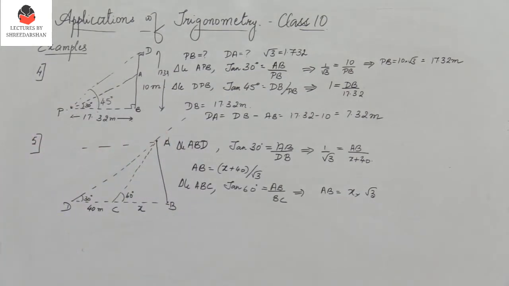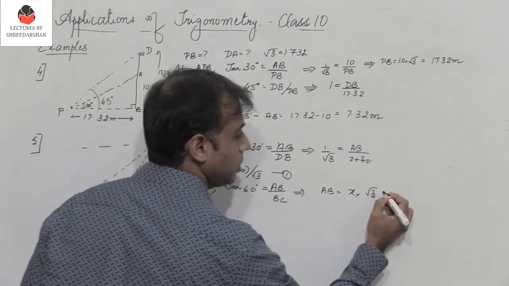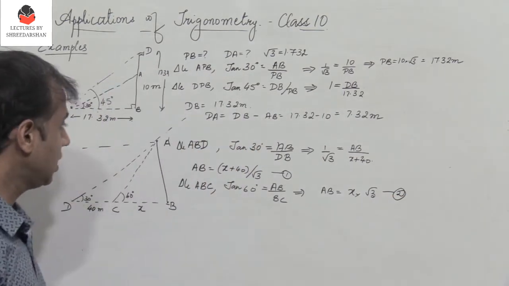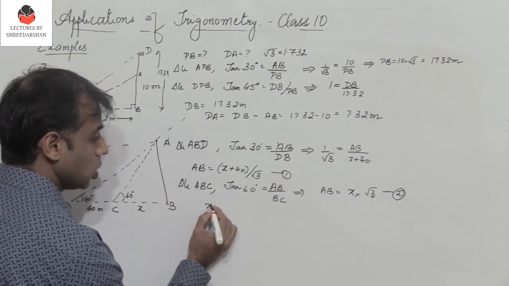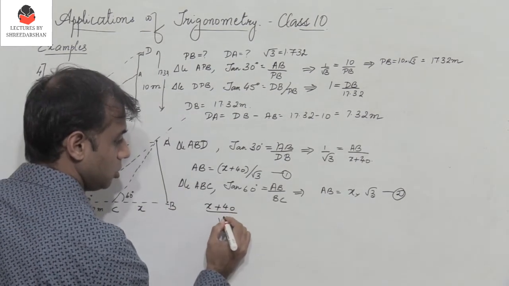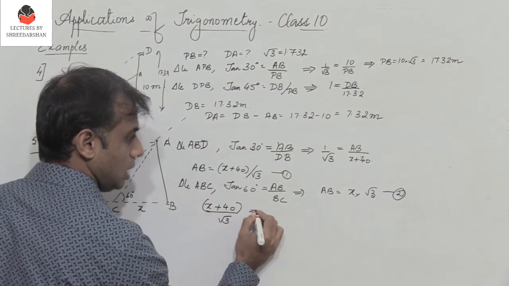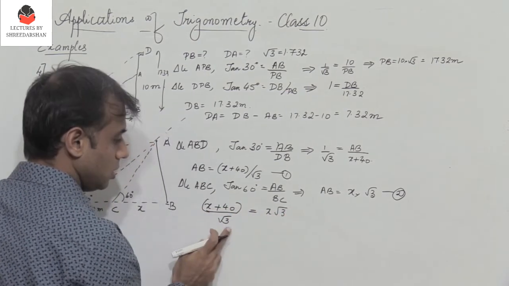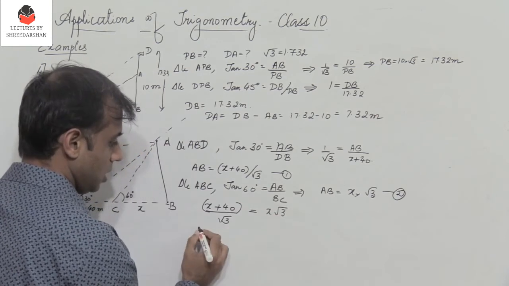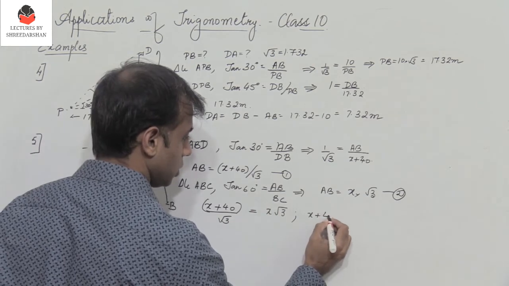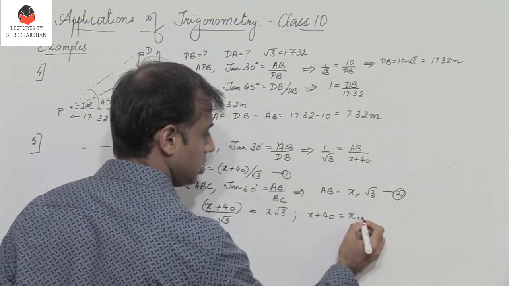So now we know that AB is x into root 3, and we also know that AB is x plus 40 divided by root 3, right? So let me call this equation 1 and let me call this equation 2. So since I have AB in the LHS of both the equations, I can equate the RHS. So I have x plus 40 divided by root 3 equals x into root 3. So if I take this root 3 to the RHS, root 3 into root 3 becomes 3. So we get x plus 40 equals x into 3.